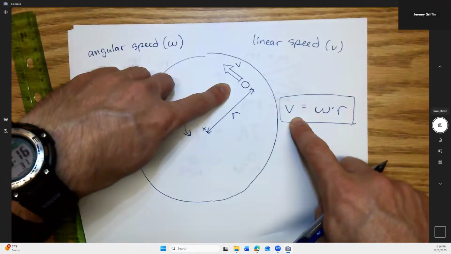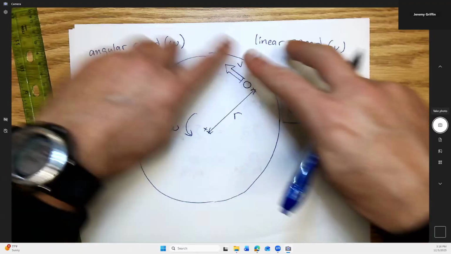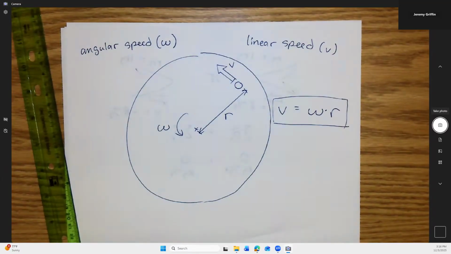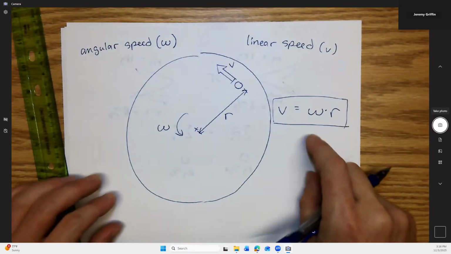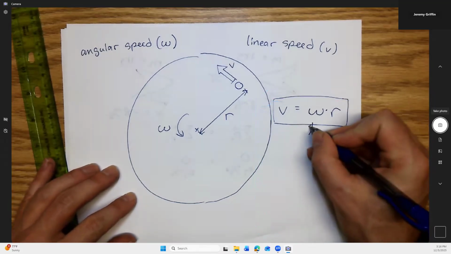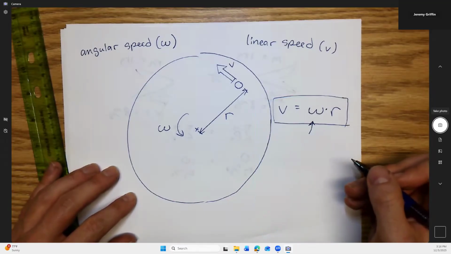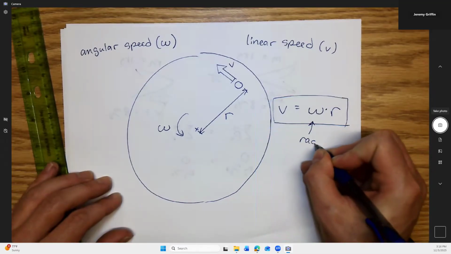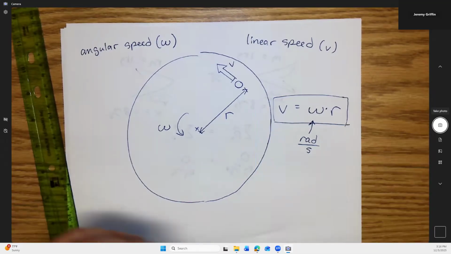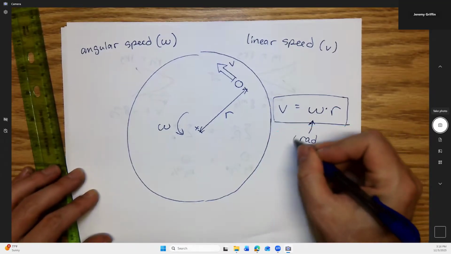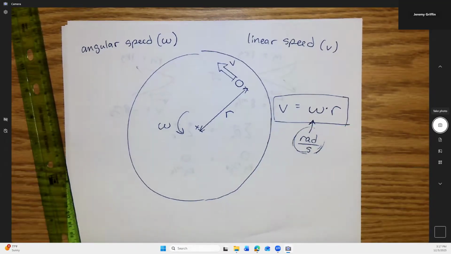Like on a radar gun, if you point a radar gun at this or throw it through a speed gate, that's a linear value right there. Okay, you guys got it. But there's a catch, because this formula only works if you measure this omega in what unit? It must be in what unit? Radians per second. You can't do anything with degrees or revolutions, or RPM for that matter. Revolutions per minute. It's got to be radians per second.